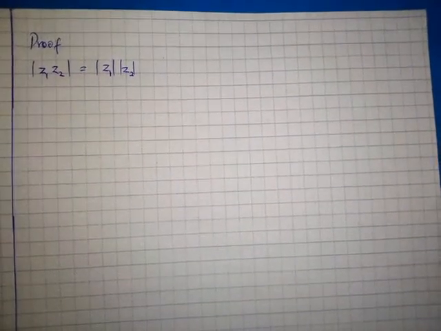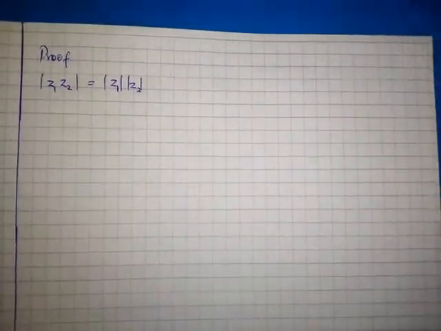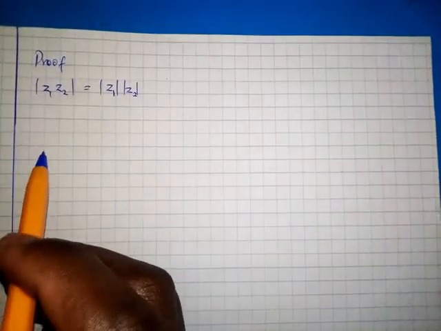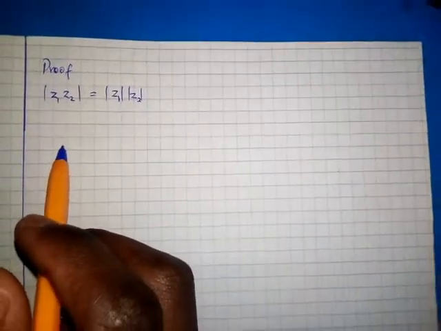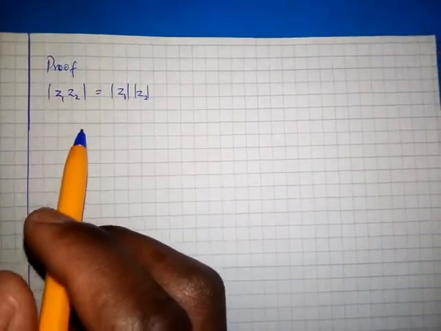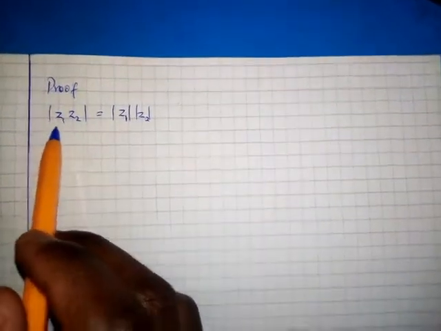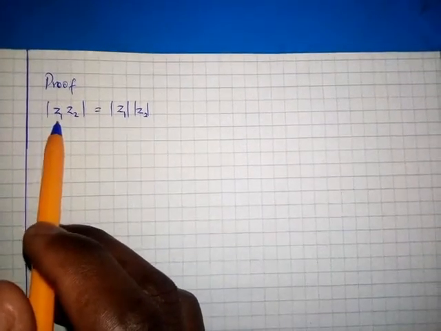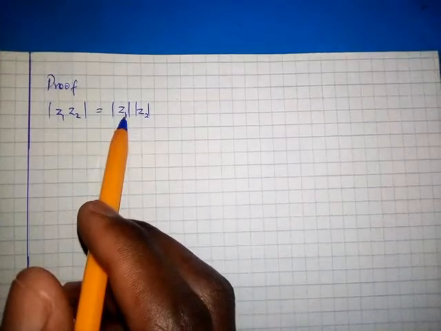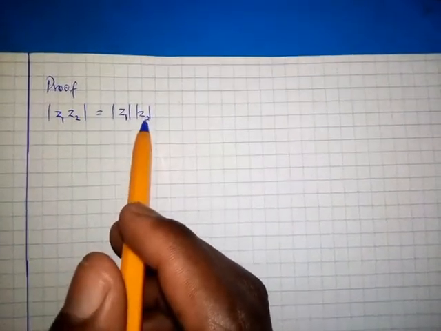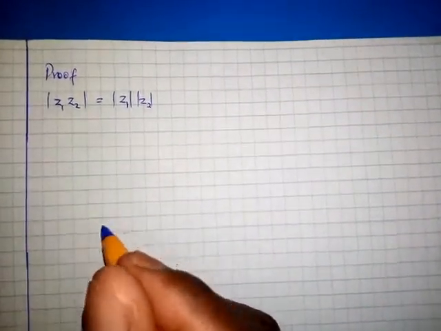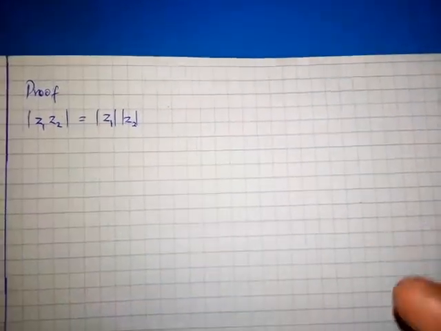Hello everyone, welcome again. In today's video we are going to look at the modulus, or the absolute value, of a complex number. So we have here a question: prove that the modulus of z1 times z2 is equal to the modulus of z1 times the modulus of z2.